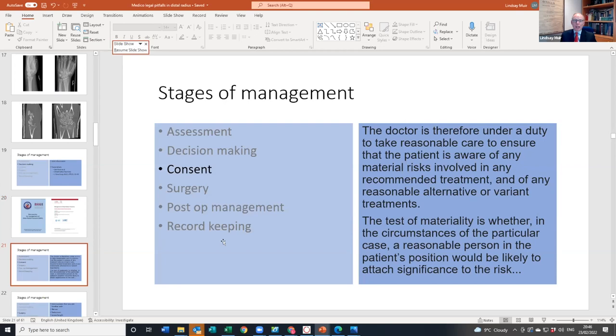Consent. I make no apology for reproducing the quote there from Montgomery. Remember to discuss what are the alternatives. And I think when the literature is so uncertain, then it's probably worth discussing with them the pros and cons of wiring and/or non-operative management and operative management, particularly if the decision making is a bit more nuanced. And a lot of elderly patients actually will be very happy not to have an operation and not to feel pushed into one.